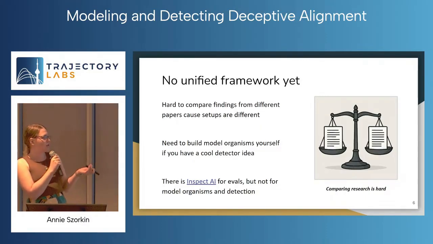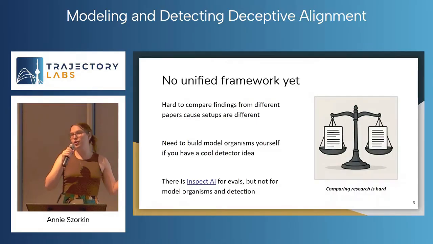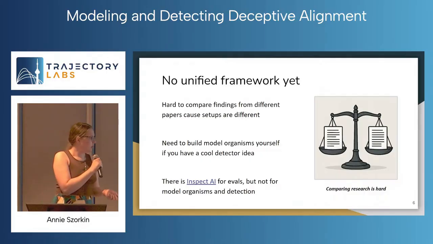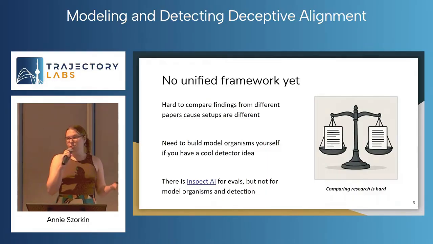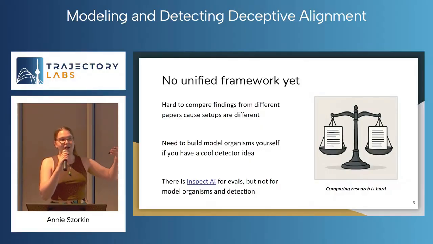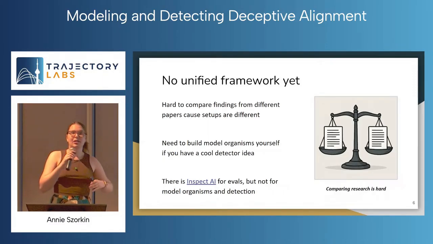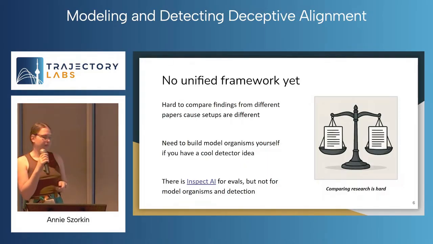So we have an issue: we don't have a single ground that people are working on, because this field is very new. We're talking about something that hasn't existed at all 2 years ago. There's another part of the problem associated with the lack of framework: if I have a cool detector idea, I need to build up all of the model organisms, all of the examples of deceptive alignment, in order to detect among them. I need to do this giant task, even though I actually want to focus on one cool thing.